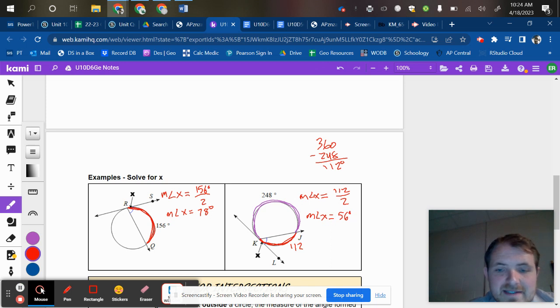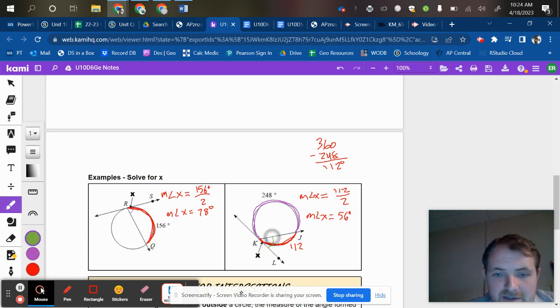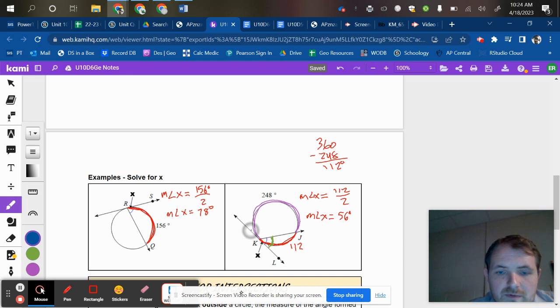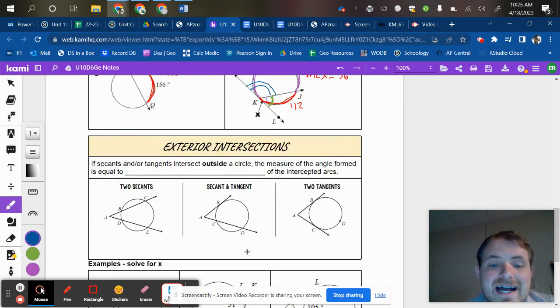Again, this isn't being asked, but if we've got our angle X right here in green, remember that the relationship between that and the blue angle over here is that those should add up to 180. So it's an interesting thing to keep in mind. In the next video, we will talk about what happens when you hit outside of the circle.